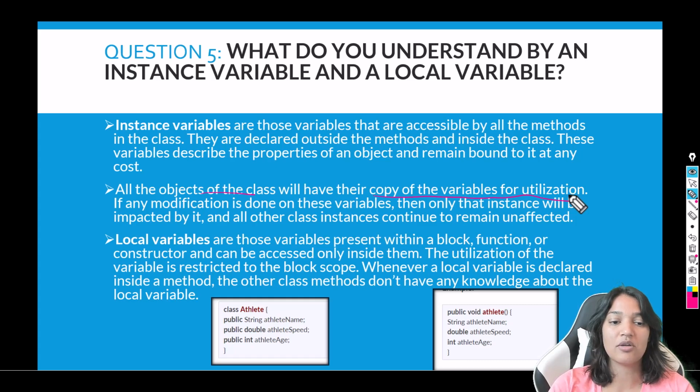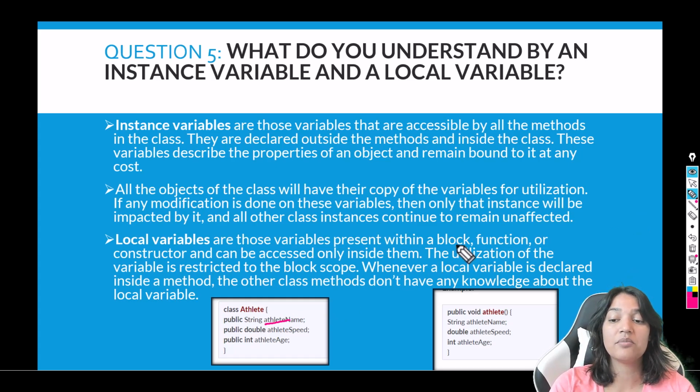Local variables are the variables that are present within a block, a function, a constructor or a method, and can be accessed only inside that block. In this method called athlete, inside of it you have declared a variable called athlete name. This becomes a local variable, and the age of the variable is from the starting point to the ending. Outside of this, nobody knows about it. Similarly, you have defined athlete speed and athlete age. All three are your local variables, whereas the variables defined directly under the athlete class become your instance variables.